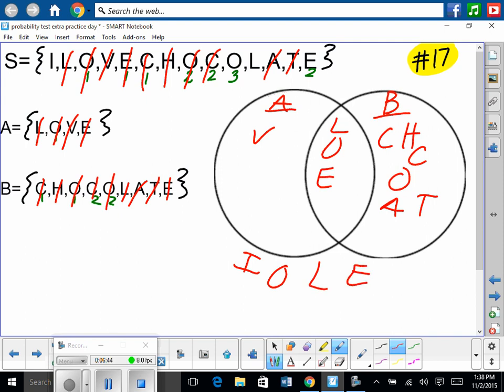Let's count to make sure we've taken these from our sample space and put them in here correctly. 1, 2, 3, 4, 5, 6, 7, 8, 9, 10, 11, 12, 13, 14. So we're good. Does everybody understand that? Okay, so now do problems.